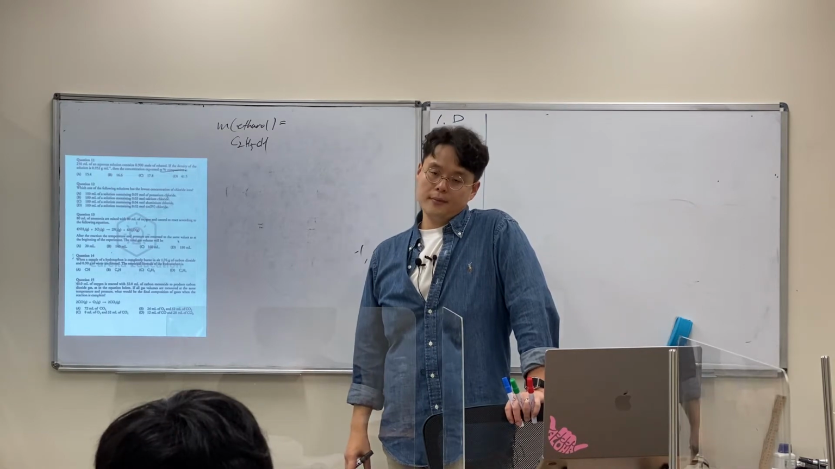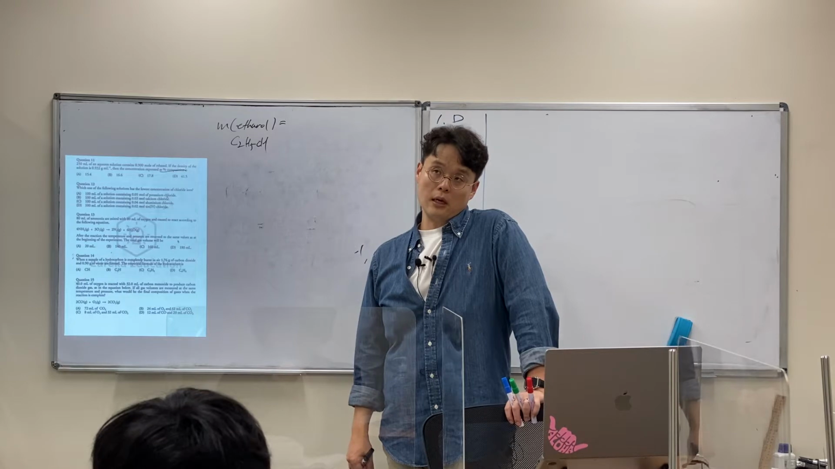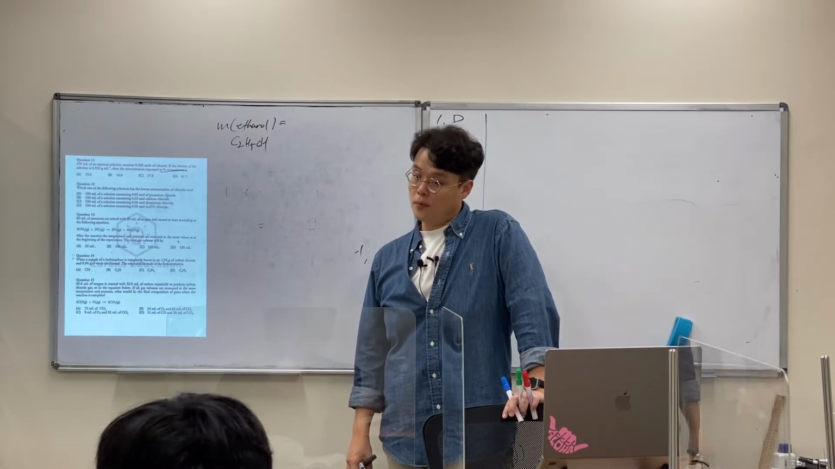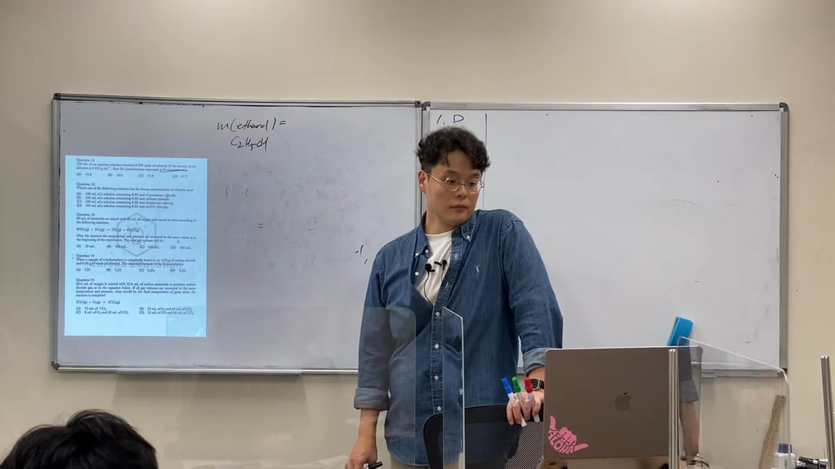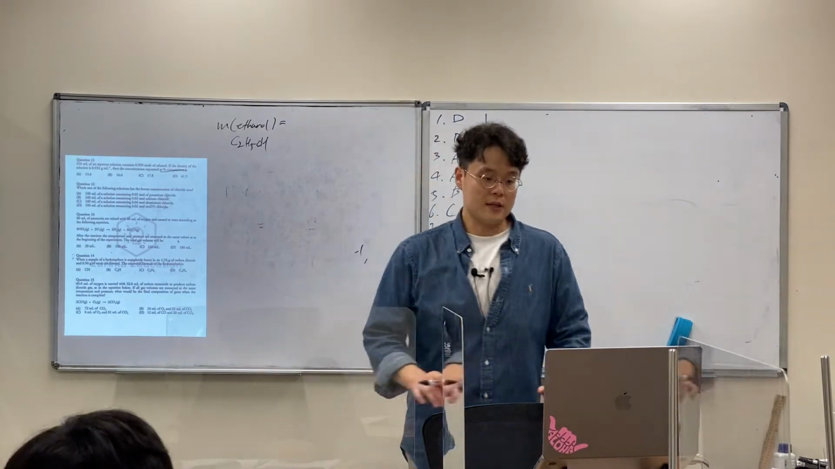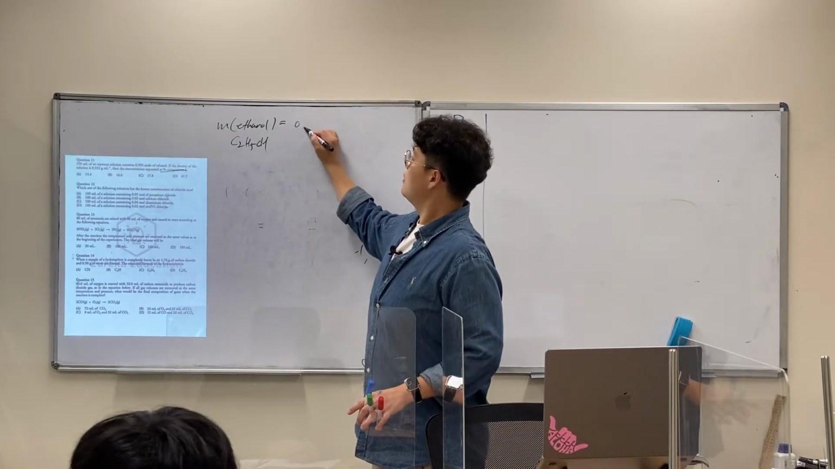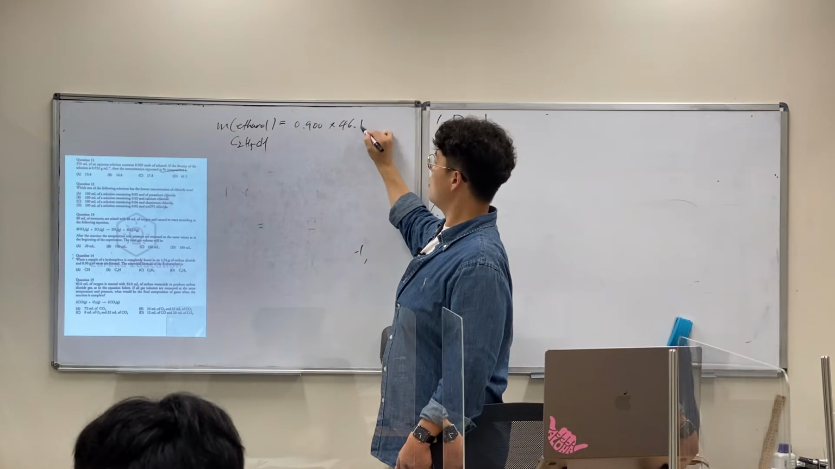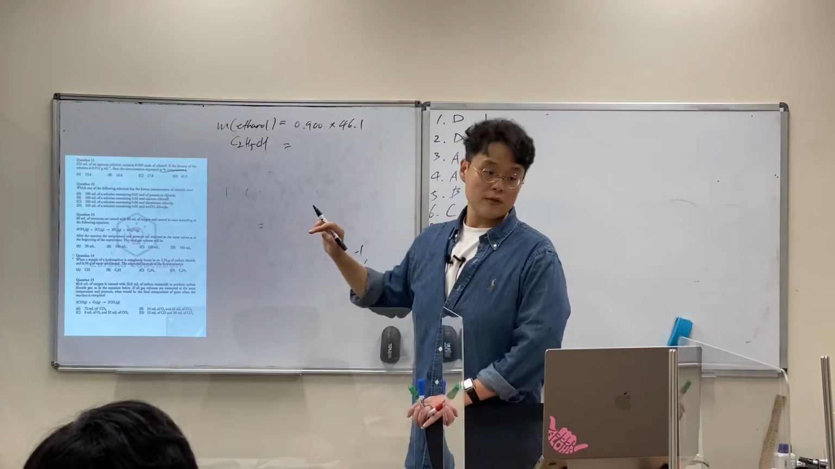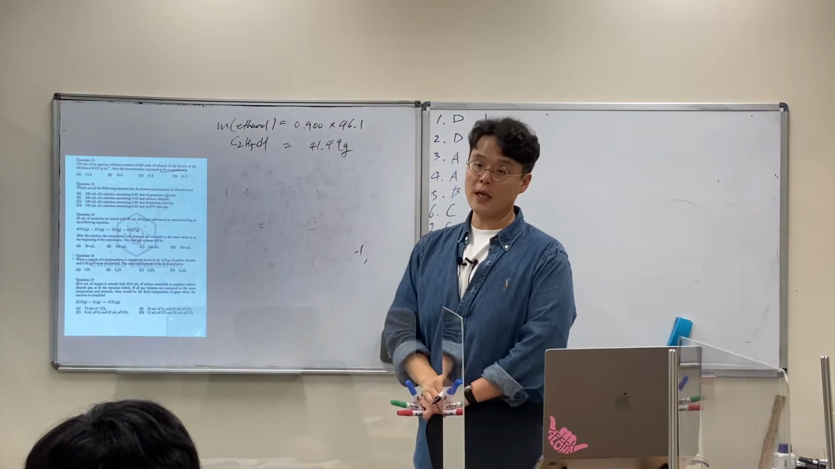Ethanol is required because it will be very common in Year 11, in Module 3 and Module 4, and even for Year 12. So if the solution has 0.9 mole of ethanol, the mass can be found by 0.9 times 46.1, which is the molar mass of ethanol. So they would get 41.49 gram for the ethanol.